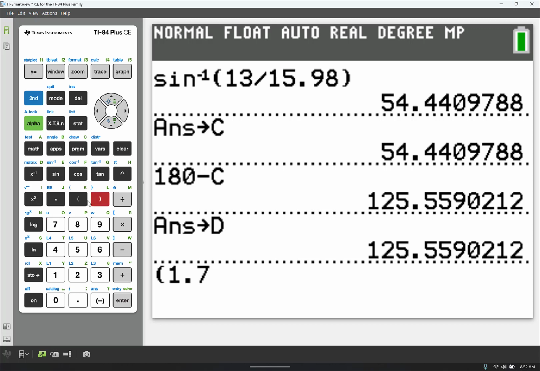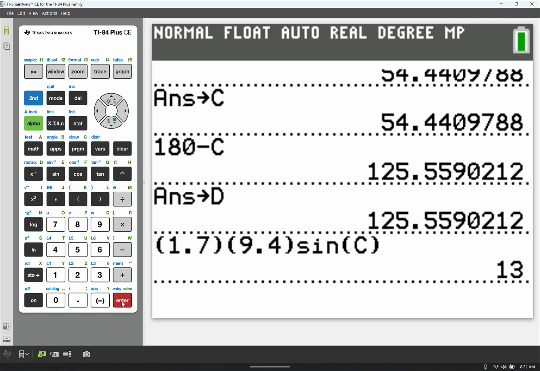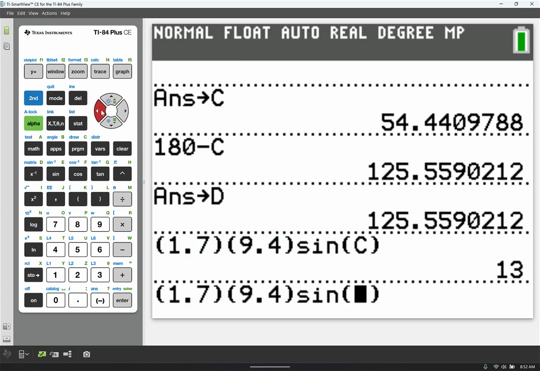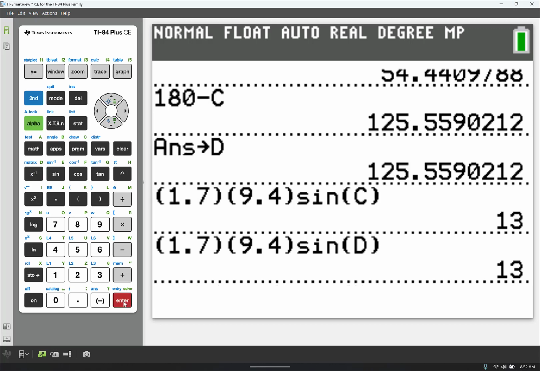1.7. That was one of the sides, right? What was the other side? 9.4. And then look, I stored it perfectly, so it should be a perfect 13. Sine alpha C. Enter. 13. And look at this. I'm going to do the same thing, but I'm going to change that letter to a D, which is the other angle. And I bet you I'm going to get the same area. Alpha D. Enter. OMG, look at that, guys.